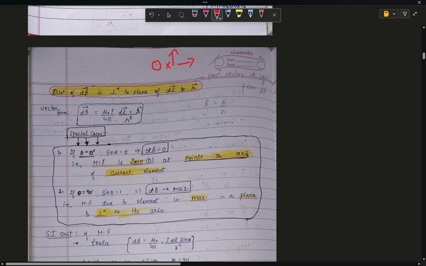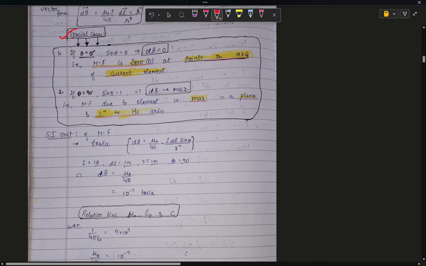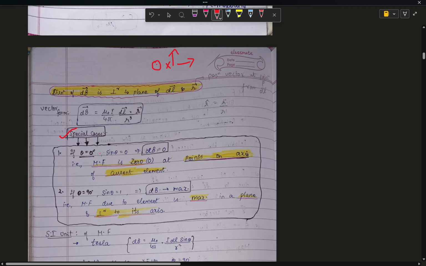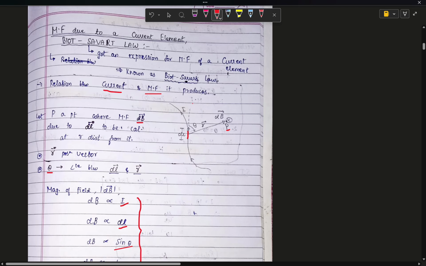So there are some special cases. These are the special cases I have taken from the S L Arora textbook. You might not find them properly in your NCERT textbook, but these notes will help you. If the angle is 0, sine theta is 0, so the magnetic field is 0. The magnetic field is 0 at points on the axis of the element. If any point is on the axis of this current element, there is no magnetic field induced on it. Only on the side, right or left, not on the exact axis, is there a magnetic field produced.